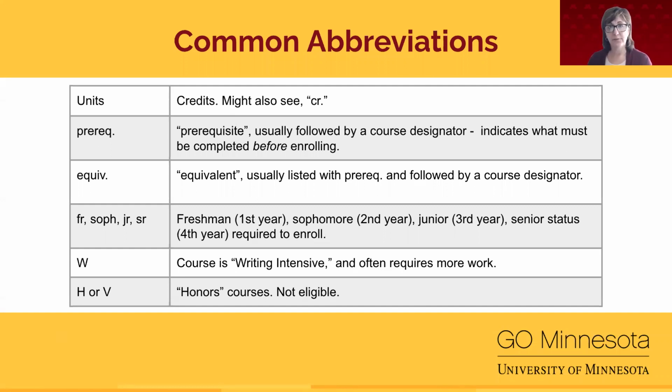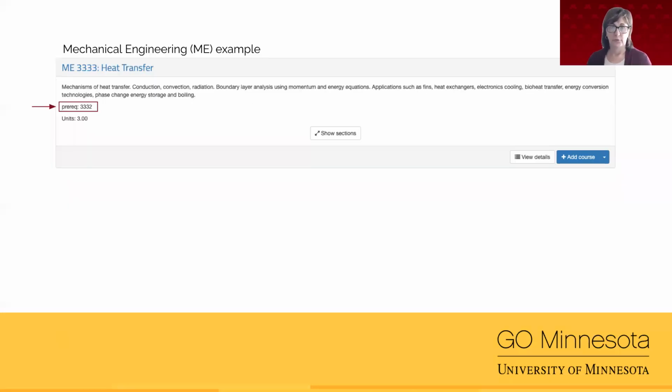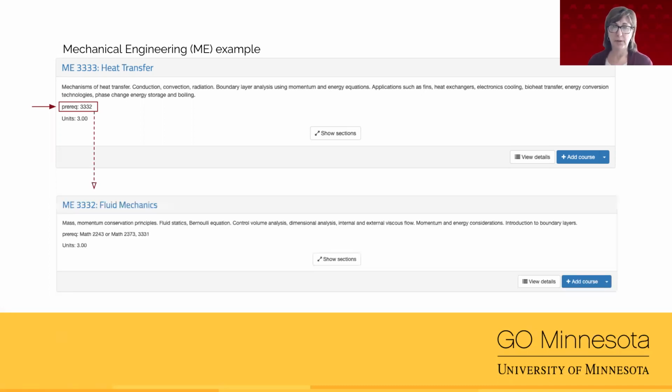So let's look at a few examples of what these might look like within Schedule Builder. First, we have an example from mechanical engineering, and the course is ME 3333, or heat transfer. You'll see a prerequisite listed here, followed by 4 numbers, 3332. This means that the course is within the Department of Mechanical Engineering, and so has a designator of ME. So you look up ME 3332, and you'll see that you must have taken fluid mechanics in order to enroll in the heat transfer course.